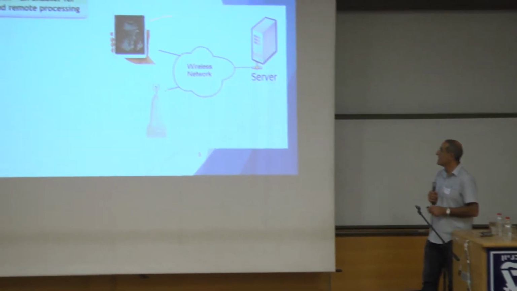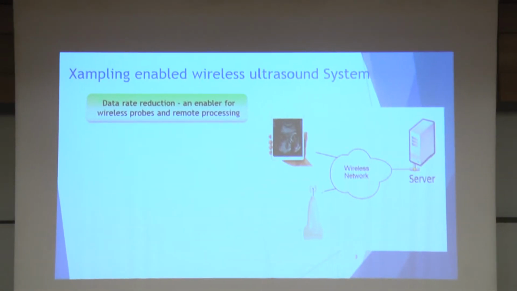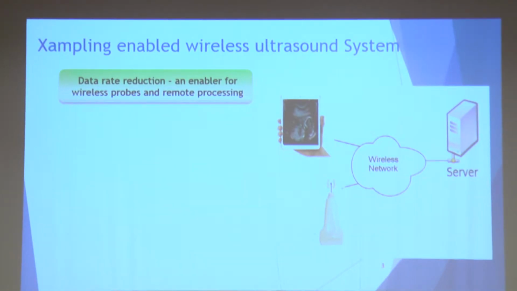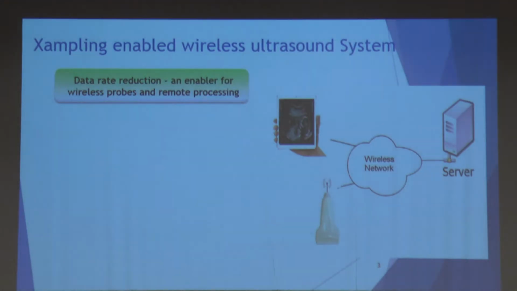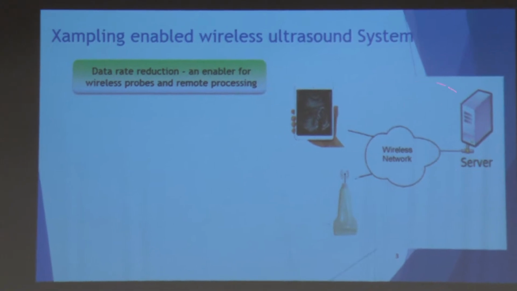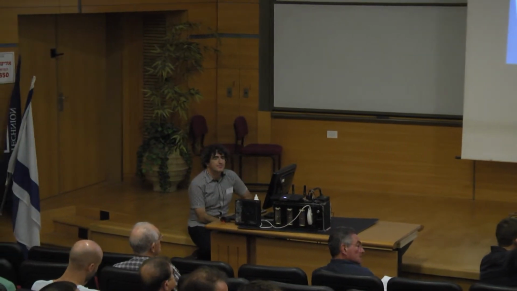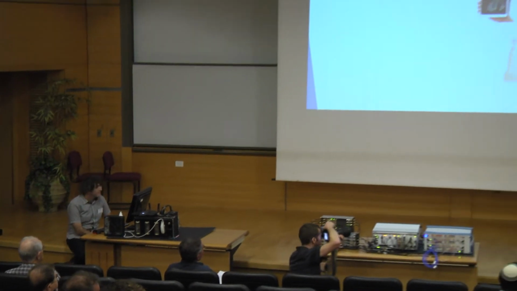What you see here is the configuration of the system, obviously not to scale. Yes, this is a wireless probe, like Robert is holding. Can you show us, please, the wireless probe? This is a probe which we are going to make wireless. This is a server that is located somewhere in the world, somewhere in the hospital cloud or whatever. And this is a handheld device which will display the image.